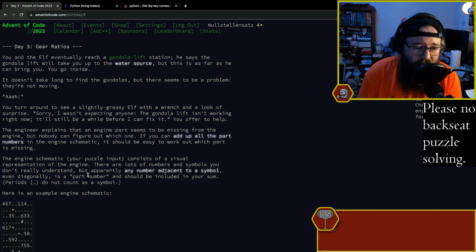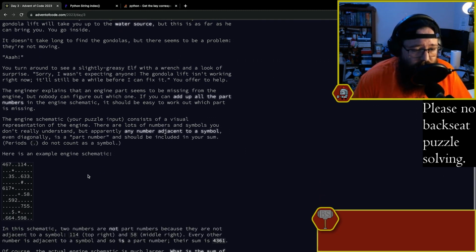You offer to help. The engineer explains that an engine part seems to be missing from the engine. Nobody can figure out which one. If you can add up all the part numbers in the engine schematic, it should be easy to work out which part is missing. The engine schematic, your puzzle input, consists of a visual representation of the engine. There are a lot of numbers and symbols you really don't understand. But apparently any number adjacent to a symbol, even diagonally, is a part number and should be included in your sum. Periods do not count as a symbol.